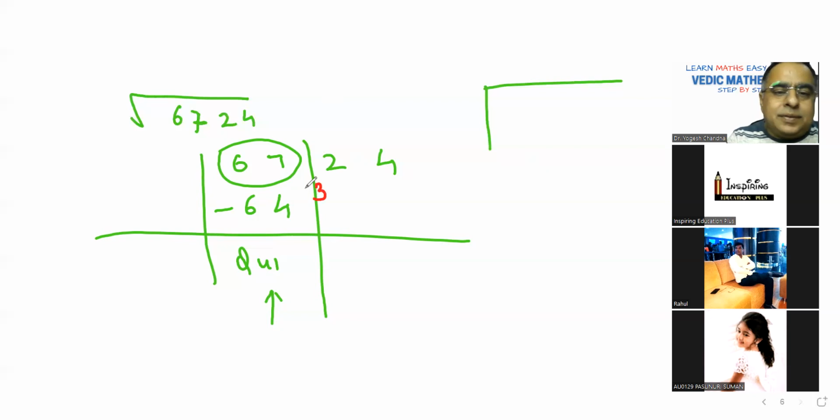I'll write 3 here. Quotient is 8, I'll write 8 over here. Now you remember I was doing 8 plus 8, 16. Correct. So here I'll directly write 16. Double. Now this becomes double of the quotient, right? Double of the quotient, 2 times 8, or 8 plus 8, whatever you understand. This becomes your actual divisor.